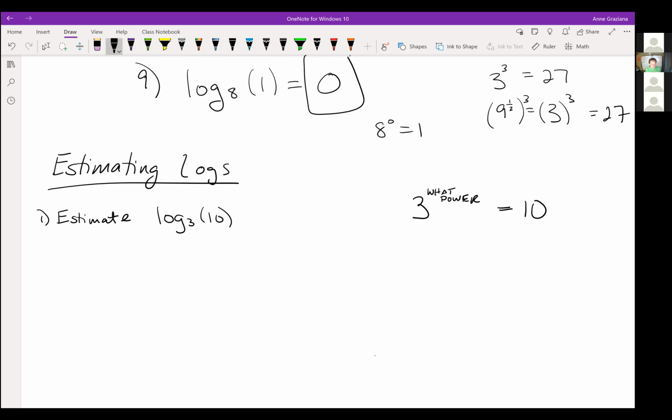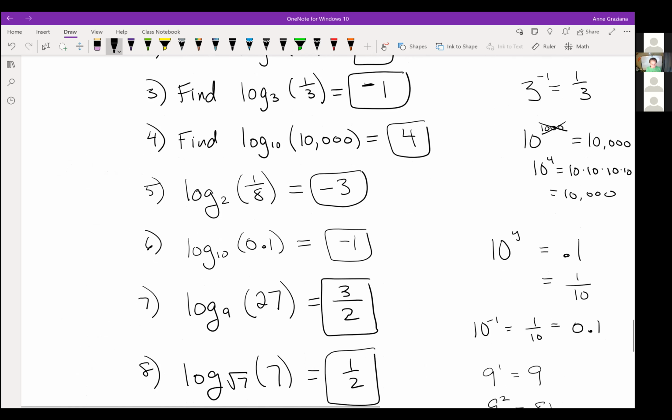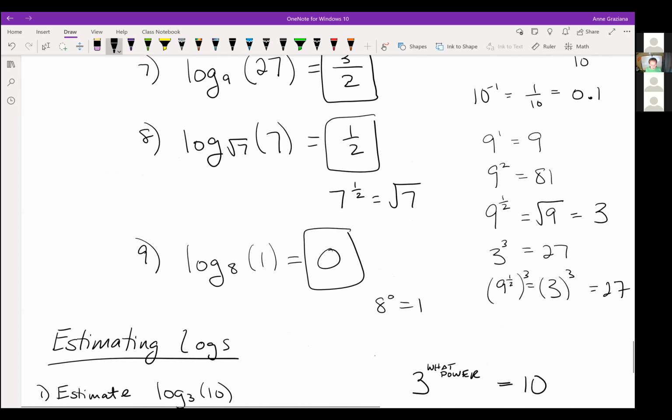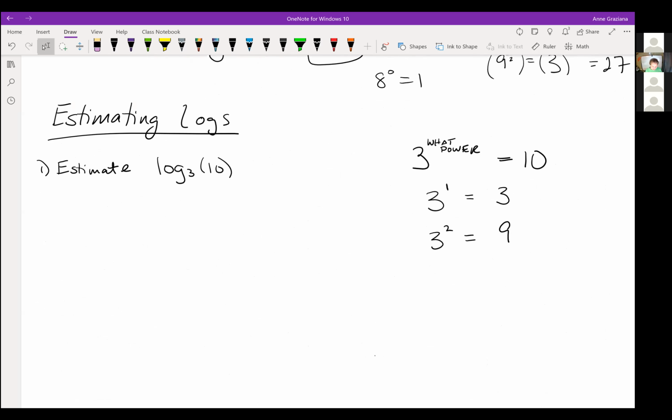All the ones above here, we were able to be clever. There was straightforward, then we got some negatives, and then we were able to use our knowledge of roots to get some of those. That's not going to work this time. So we've got to look at what the powers mean and take an estimate. 3 to the first power is 3. 3 squared is 9. That's not quite 10 yet, but then 3 cubed is 27. So that's a huge jump.